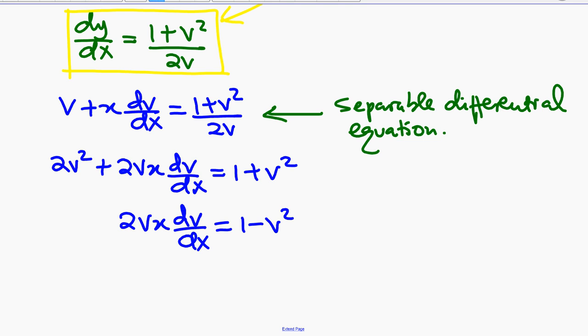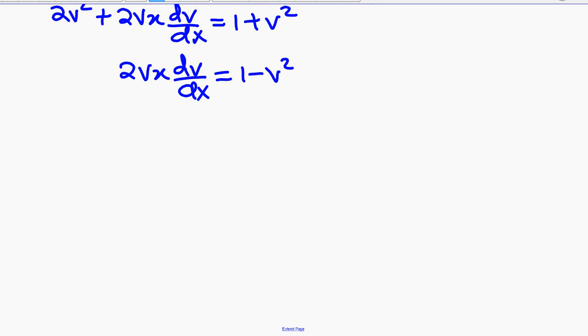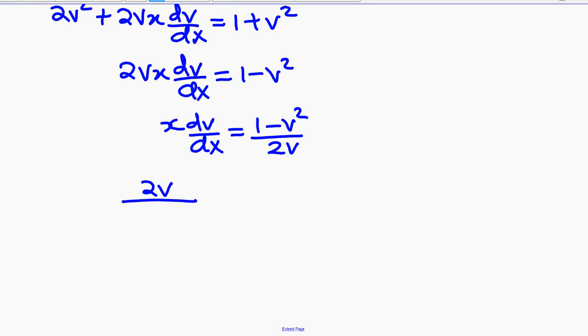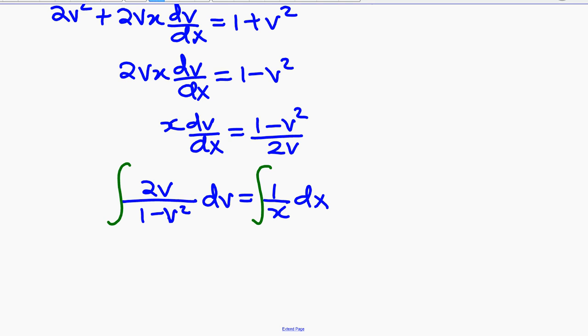And we can carry on, divide both sides by 2v. So x dv over dx will be equal to (1 minus v squared) over 2v. And we can go ahead and separate the variables. So 2v over (1 minus v squared) dv will be equal to 1 over x dx. Okay, and now after that we can integrate the left hand side and the right hand side.